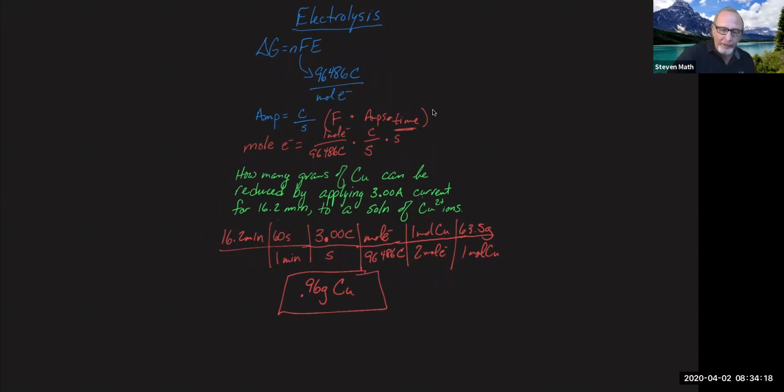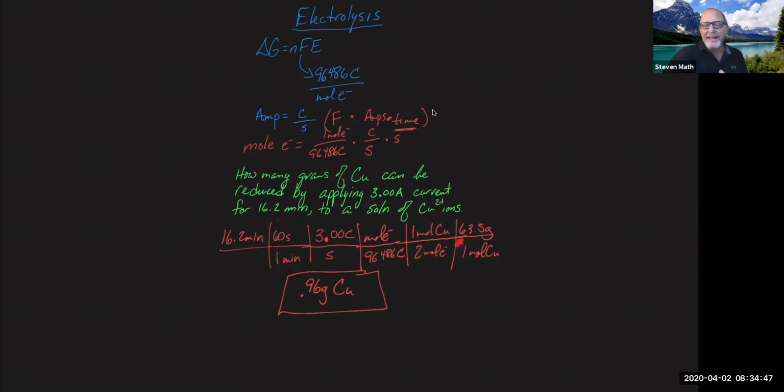So basically all we did was take the time, turn it into seconds, multiply it times the amperage, and divide by Faraday's constant to find out how many moles of electrons were transferred. We found that out because they told us it was copper 2+. Copper 2+ had to go all the way down to copper solid to come out of solution. And then we just grabbed the molar mass off the periodic table.